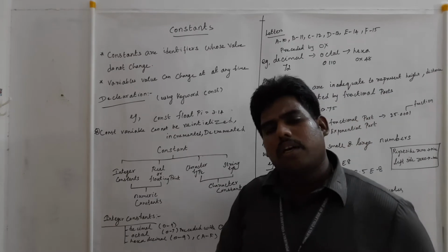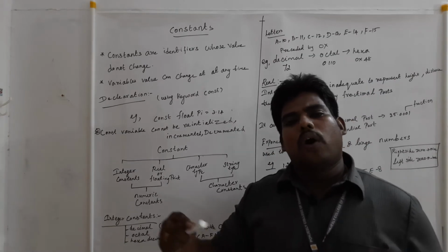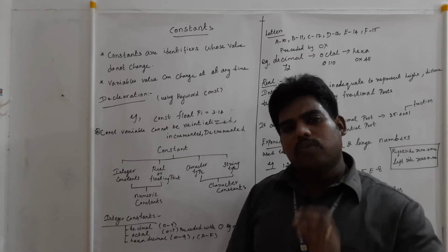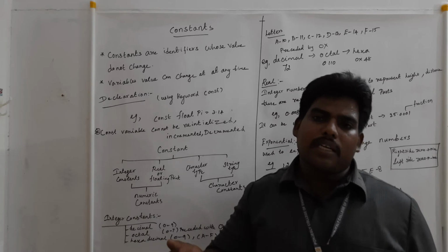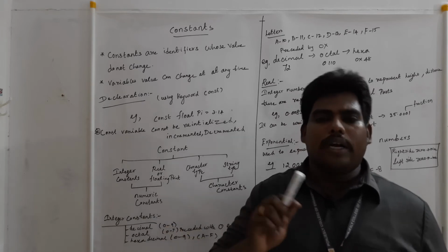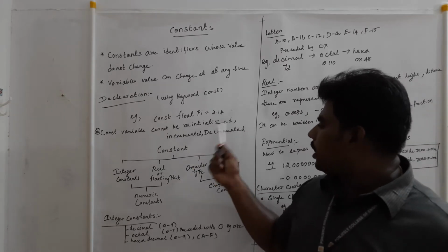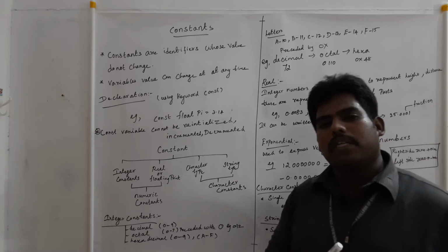What is incremented or decremented? Incremented means we add 1 to the value. For example, if the value is 5, then 5 plus 1 is 6. That is an increment. What is a decrement? We subtract 1. 5 minus 1 is 4. So we can't reinitialize, we can't increment, and we can't decrement a constant.